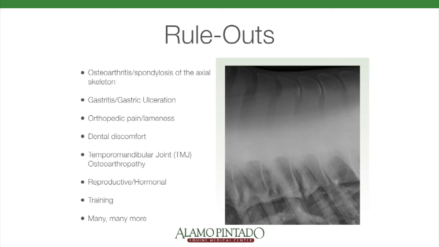So in medicine, just like was spoken earlier, getting an accurate diagnosis is the most important thing. Otherwise, we're just throwing darts and hoping that something sticks. So with kissing spines, we need to rule out a lot of other things, and this is just a handful of probably the 100 or so different things that we're making sure that they don't have. Gastric ulceration, everyone's very familiar with that. Causes similar symptoms. They can get osteoarthritis or spondylosis.